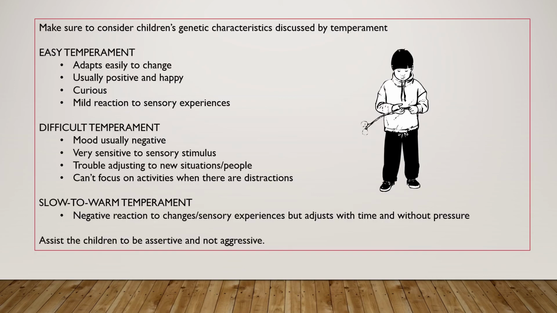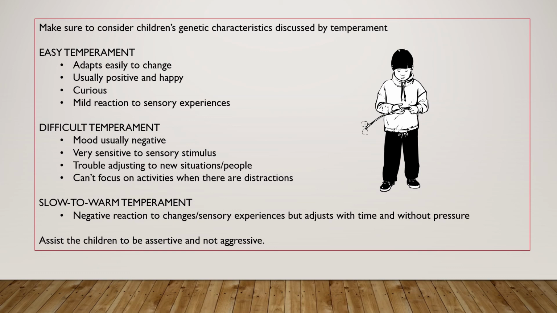We also have to make sure to consider children's genetic characteristics discussed by temperament theory. Temperament theory talks about 3 different types of temperament: easy temperament, difficult, and slow to warm temperament. Easy temperament, a child adapts easily to change, is usually positive and happy, curious, and has mild reactions to sensory experiences. On the other end of the spectrum is difficult temperament.